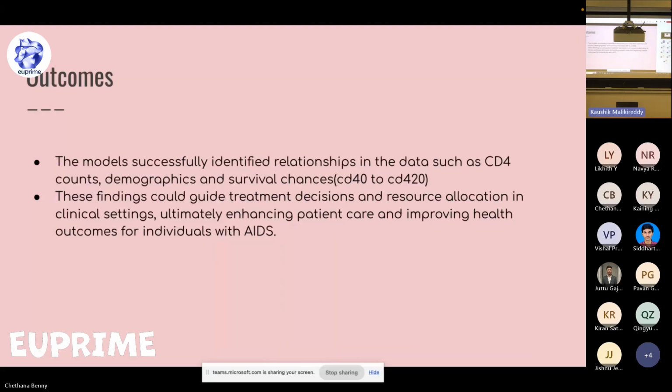The outcomes give some clarity on how the CD4 baseline value is impacting the CD420, which is sure from this analysis. And this could help in allocating resources in clinical settings, guide treatment decisions, etc.